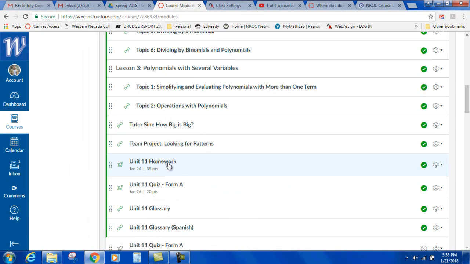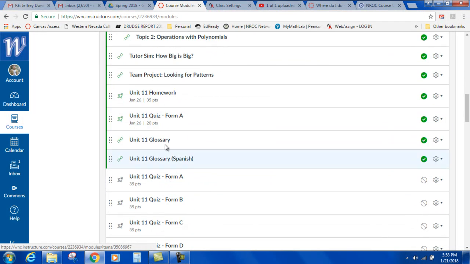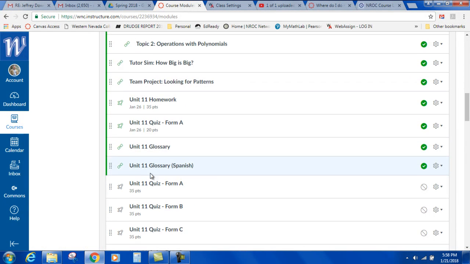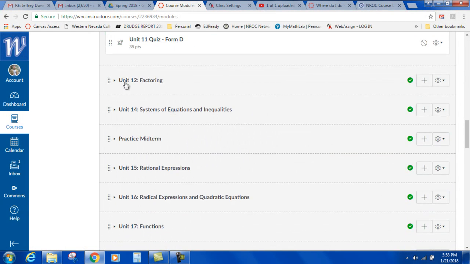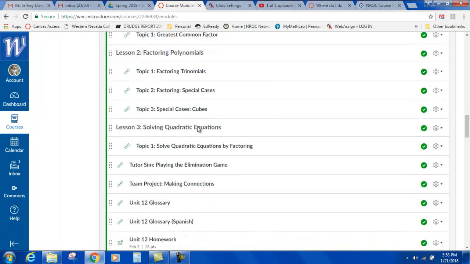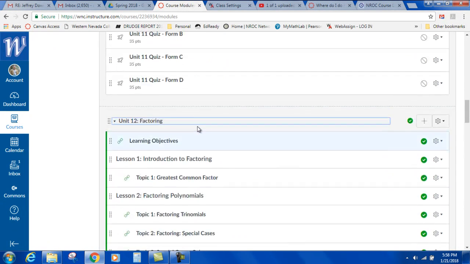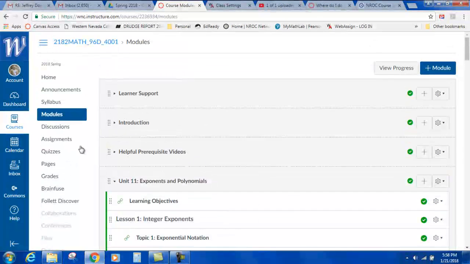So homework, you can take that. It's similar problems to this. The quiz is shorter than the homework. Homework will have, I think, 3 attempts. The quiz, I think, is 2 attempts. Then glossary, and then the glossary in Spanish. The stuff that's not green, you guys won't see. And then there's Unit 12. Okay. I would encourage you right now to go to discussions and post your discussion.